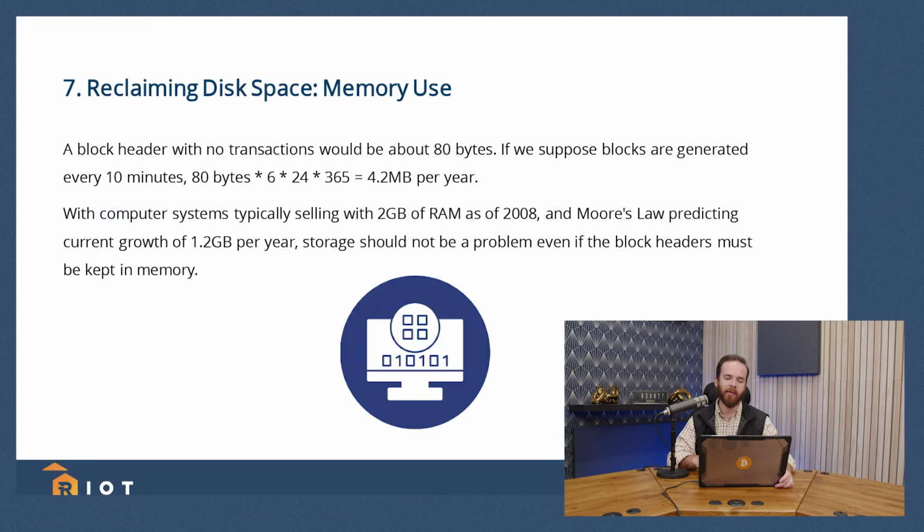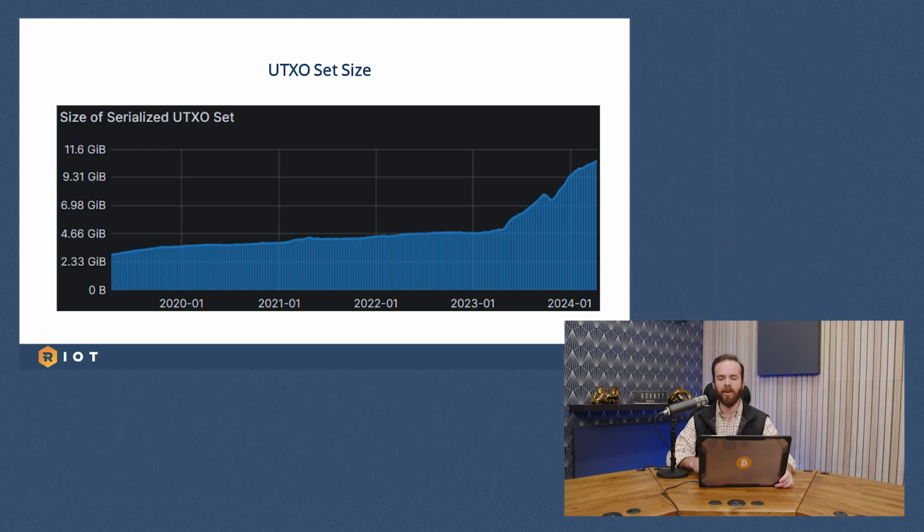And then he talks about the memory use of what if we reclaim this disk space? Well, then we still need 1.2 gigabytes per year of memory. This actually is also somewhat wrong in the sense that there's a bigger use of memory than the block headers, which is the unspent outputs. This is what you want to put in memory. And at this point, it's almost 11 gigabytes, which from a memory perspective is actually substantial.